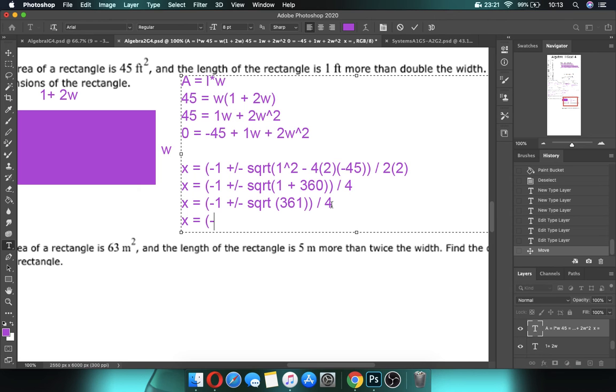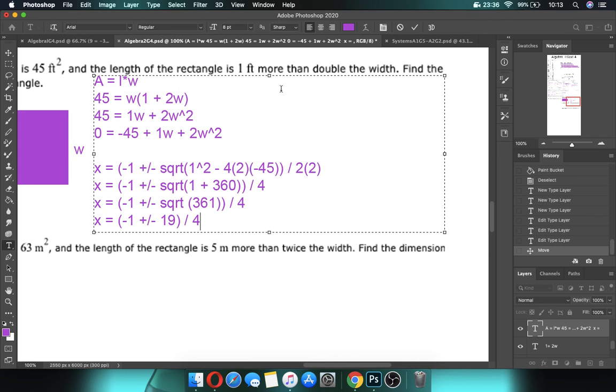So what do we have? We have negative 1 plus or minus the square root of 361. And what is that again? Oh yeah, 19. And then all of that over 4. Okay, so we ran out of space. We're going to move over a little bit, let ourselves chill.